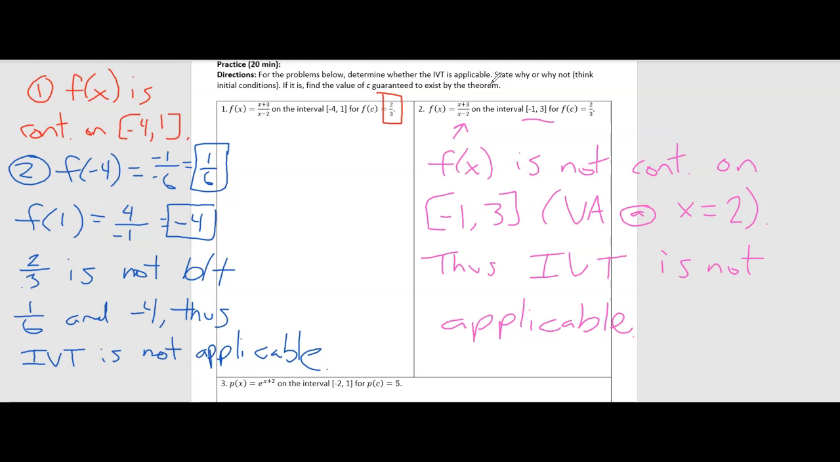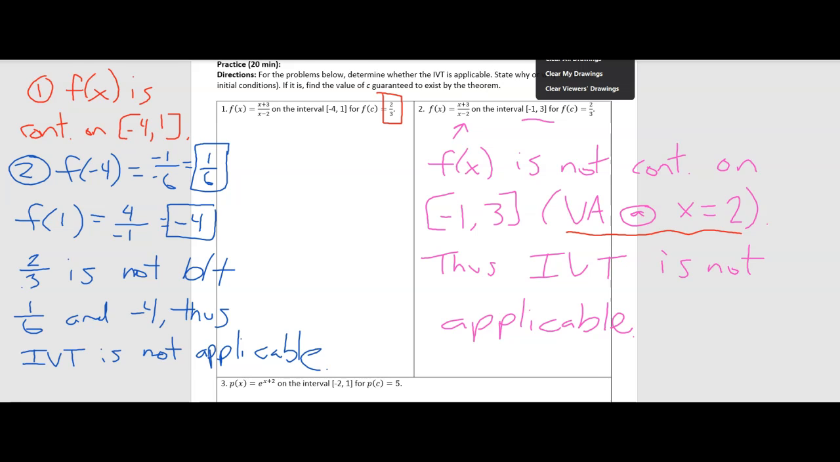One thing I will say is that if you're not sure what type of discontinuity it has, but you know it's not continuous, don't take a guess. Don't say it has a vertical asymptote. Don't say it has a jump discontinuity. Don't say it has a removable discontinuity or a point discontinuity. Just say that it's not continuous at that x value, and that it's not continuous over the interval.